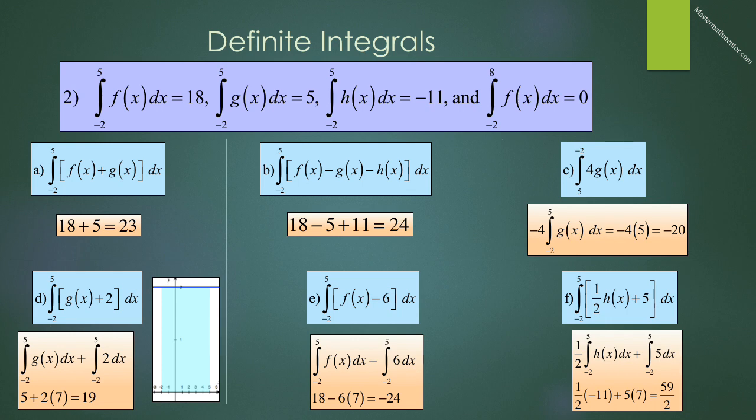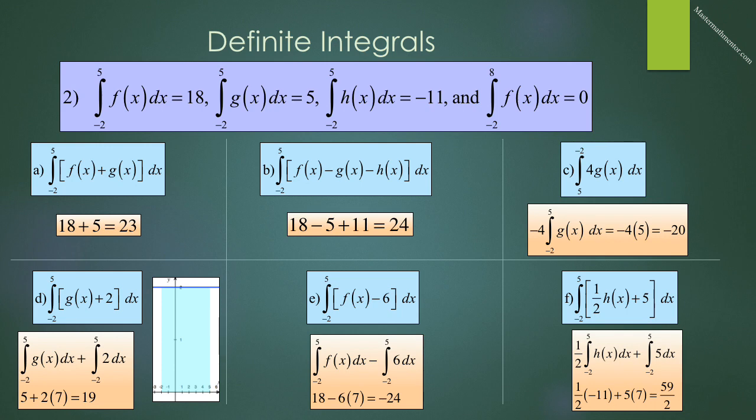E reads the integral from negative 2 to 5 of f of x minus 6 dx. So this becomes the integral from negative 2 to 5 of f of x dx minus the integral from negative 2 to 5 of 6 dx. We know the integral from negative 2 to 5 of f of x dx is 18. And the integral from negative 2 to 5 of 6 dx will be, like part D, a rectangle whose height is 6 and whose base is 7. So we have 18 minus 6 times 7, and the answer is negative 24.